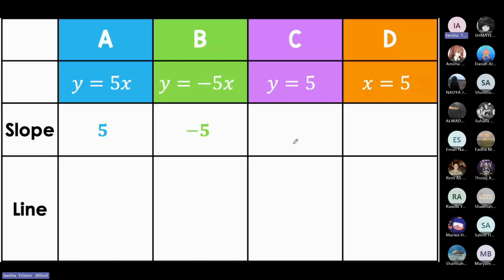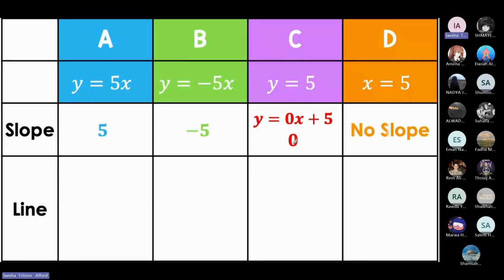-5. No. 0, 0. Why 0? No X. Because there's no X. For D, what is your slope? No slope. How do you know there's no slope? Because it's not Y equal. There's no Y equal, right?